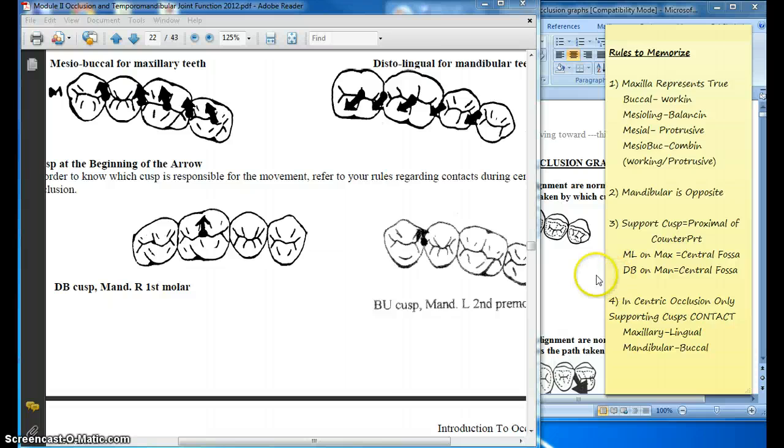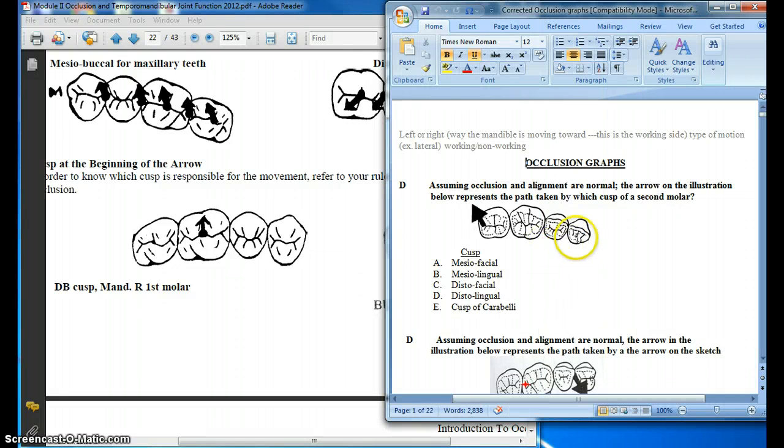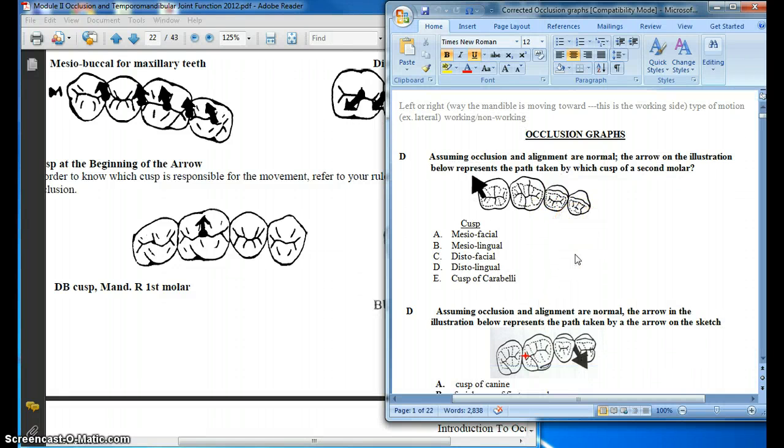Let's go over this question real quick. I know the answers are there, but it doesn't make a difference. So the question is, assuming the occlusion and alignment are normal, the arrow on the illustration below represents the path taken by which cusp of a second molar? So there's two things. Number one, we know that this is going to be a mandibular arch. This is a left mandibular arch as well.